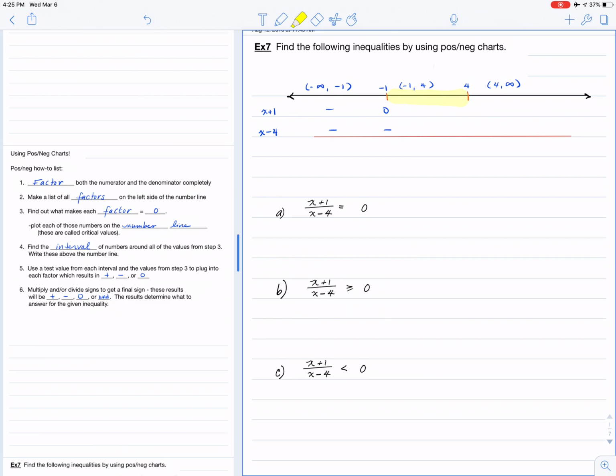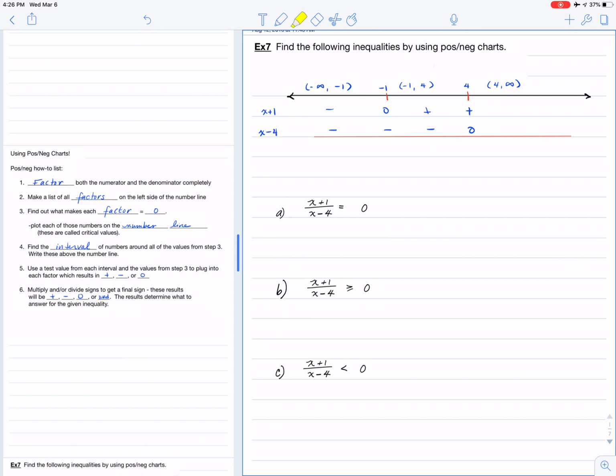Next, go ahead and pick a test value inside of here. So you could pick maybe something like 0 or 2 or 3 or 1. There are several different values that you can choose. Pick any test value you want, and let's plug it into the first factor. So let's say I choose 0, and I plug that in. When I do 0 plus 1, that's going to give me a positive. But when I plug that same number, that 0, into the next factor, 0 minus 4, I still have a negative here. Next, go ahead and plug in that value from step number 3. So when I plug in a 4, 4 plus 1 is a positive number. 4 minus 4 is 0.